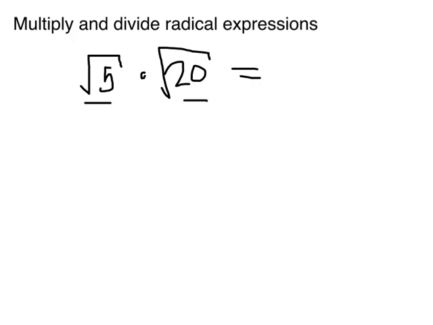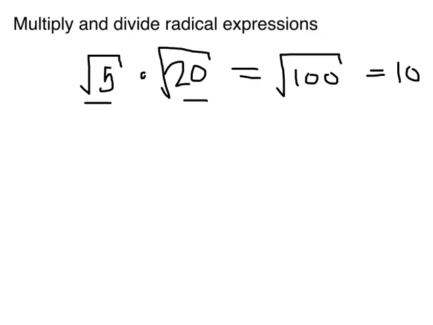I want to go over how to multiply and divide radical expressions. Let's start off with something that you probably have already seen before. Let's say you have the square root of 5 times the square root of 20, and you want to multiply these radical expressions. Note that each piece of these has one term. So if you were to multiply them, you just have the square root of 100, which equals 10.